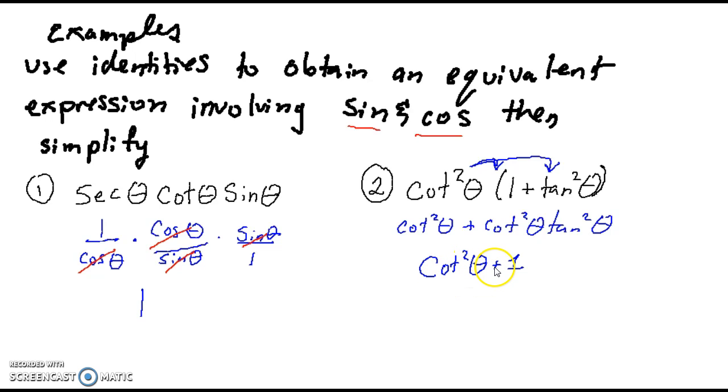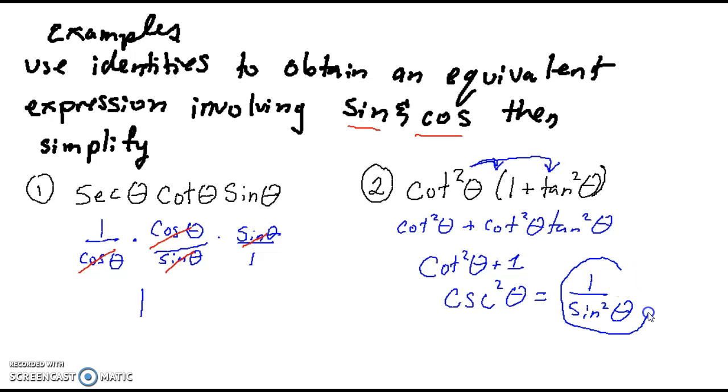Cotangent squared theta plus 1, that is a Pythagorean identity, and that is equal to cosecant squared theta. Now I want to involve sine and cosine, so that means this is equivalent to 1 over sine squared theta. Now, if my directions said to simplify the expression and leave no quotients, no fractions, this would be our answer. But I want to just involve sine and cosine. If you wanted to change cotangent into cosine over sine, that's something else we can do.